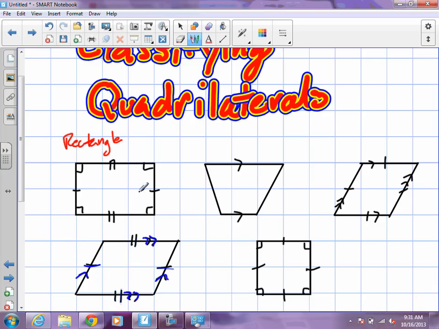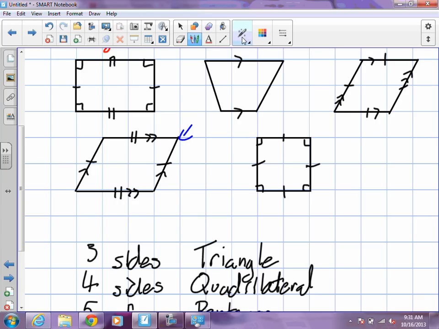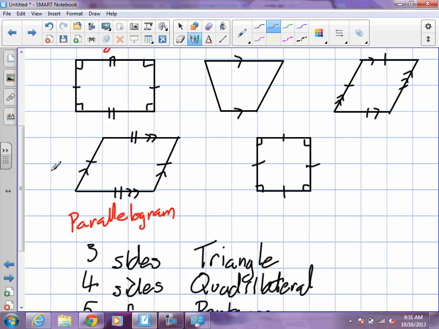What's the difference between a rectangle and this shape here? The angles. The angles in a rectangle are 90 degrees. The angles here are not. We don't exactly know what they are. Does anyone know what this shape is technically called? Parallelogram. Okay. Now this is considered a parallelogram.